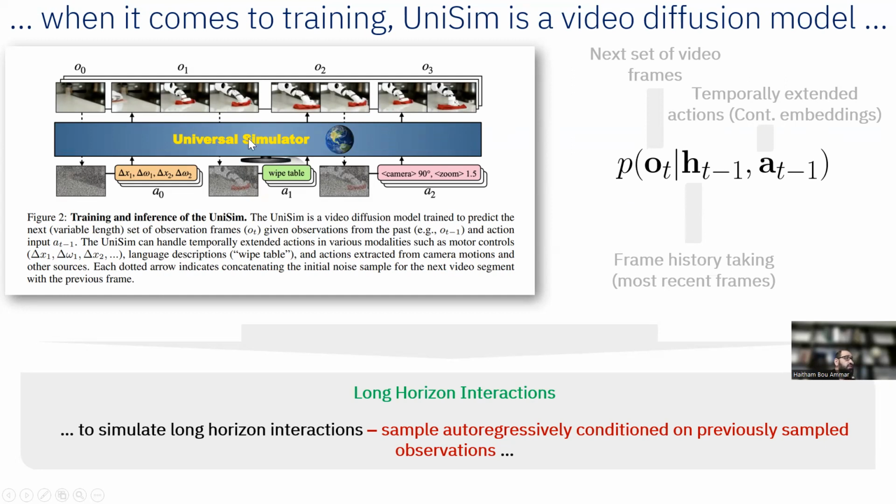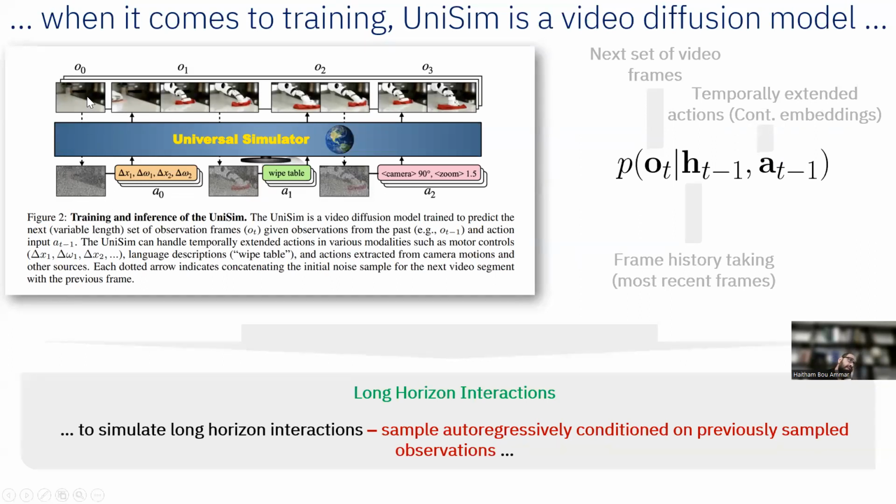So this universal simulator is nothing but a video diffusion model, and it will predict the next variable length set of frames or video given the observation from the past, i.e. the history, and also given the action AT minus 1. Then it will be able to predict OT. The action could be the position of the end effector, a textual action, or a camera rotation. All this is accepted because we transformed all these actions into textual format, and we are able to deal with them by embedding them in a T5 model.